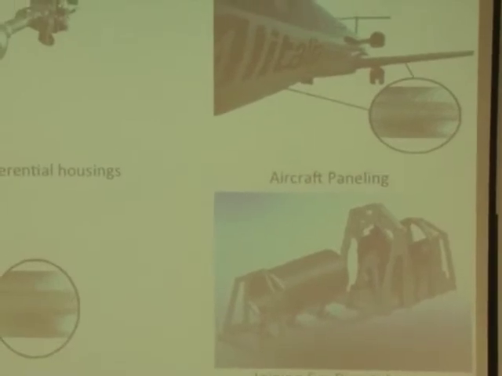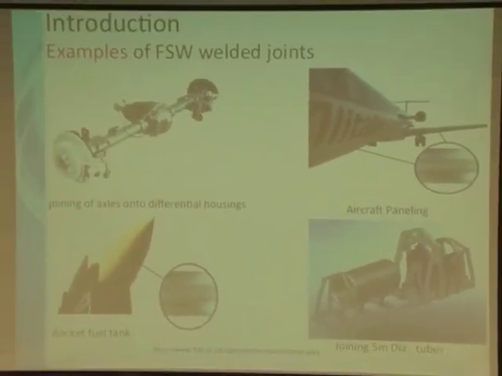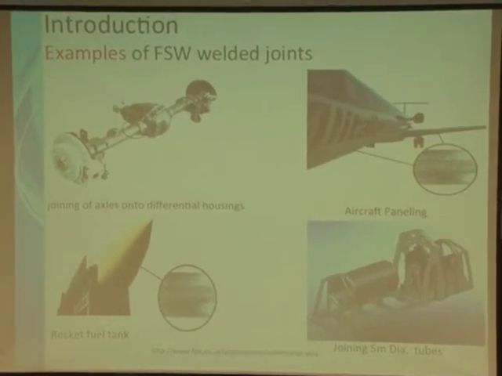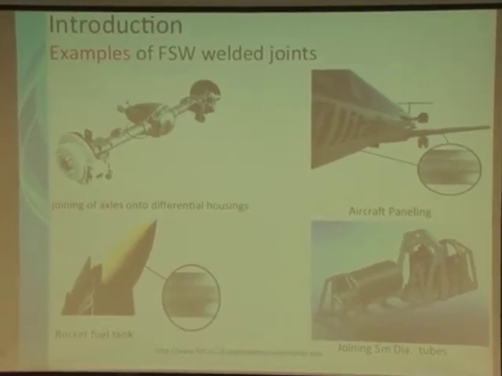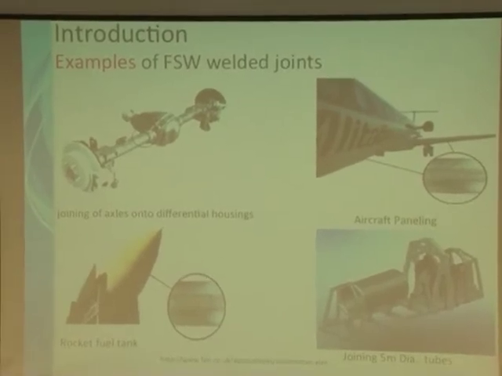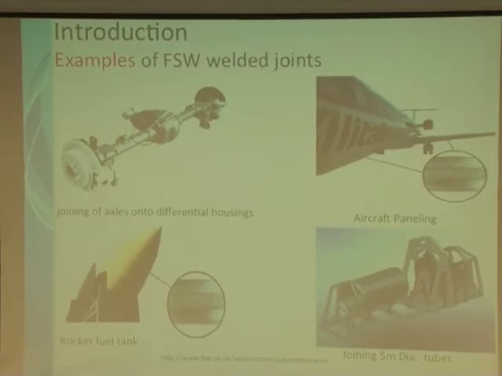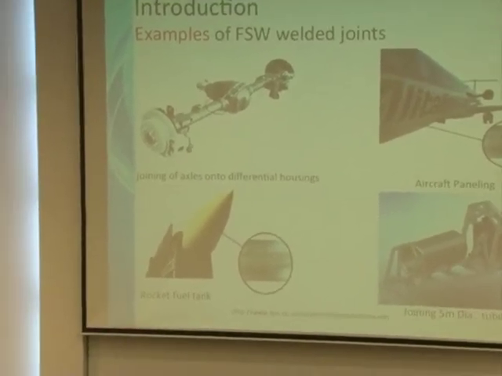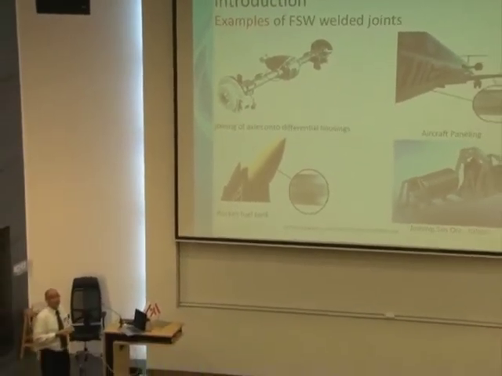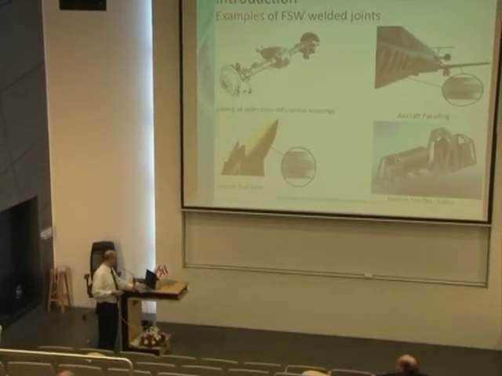Quickly again, examples of friction stir welded joints: joining of axles onto differential housings, aircraft paneling. Anytime you say aircraft, that means usually aluminum. This is the most common these days. Rocket fuel tanks, as well as joining of 5-meter diameter tubes. Basically those are the tubes that will cool atomic power plants, perhaps some of the gas and oil industry that's about to hit this country hopefully soon.